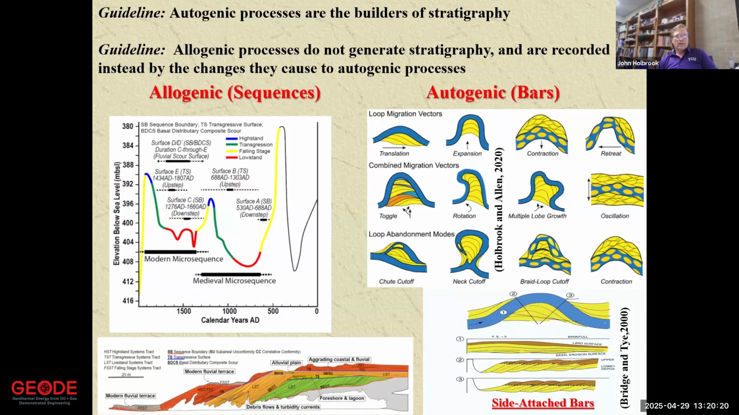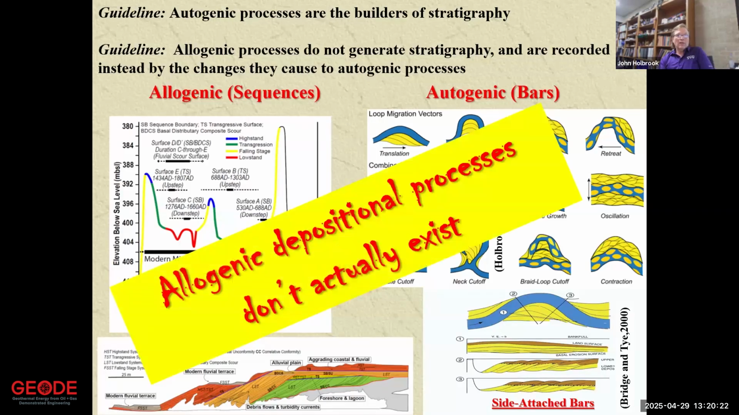So, in short, allogenic depositional processes don't exist. It's all autogenic processes, natural intrinsic processes to the system that are building all of our stratigraphy. And allogenic changes only show up in the way that they're actually altering the autogenic processes. Next slide.